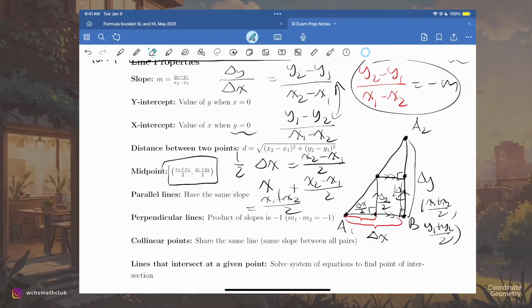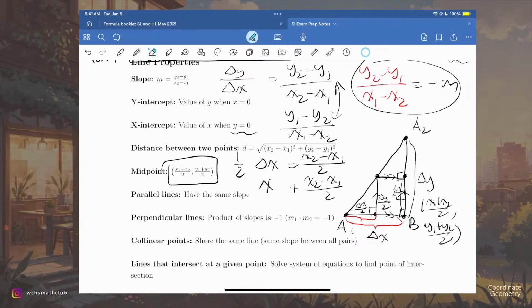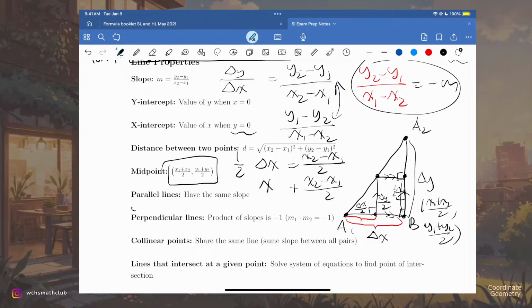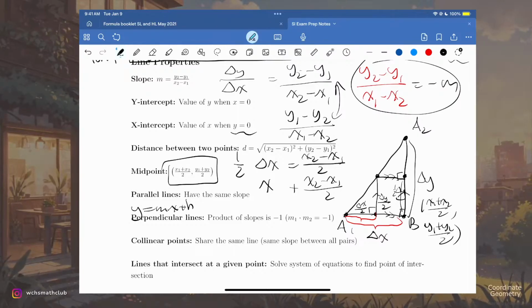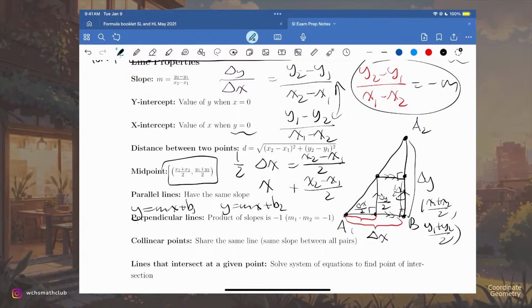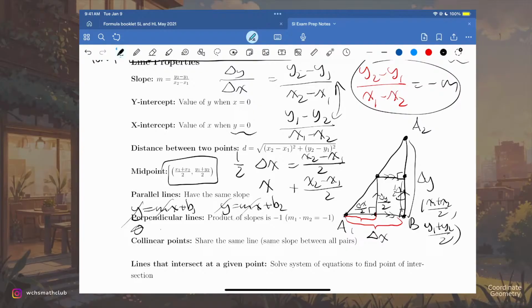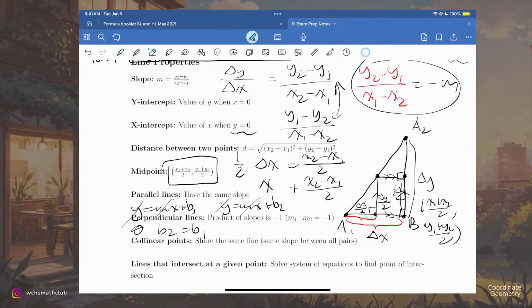Parallel lines have the same slope. I think this is pretty self-explanatory, because parallel lines have no intersections, right? So let's say I were to solve y equals mx plus b1 and y equals mx plus b2. We can subtract these two equations. The y and mx both die, so we have b2 equals b1, and if b1 was like 1 and b2 was like pi, then this will have no solution, right? So that's why they're parallel.